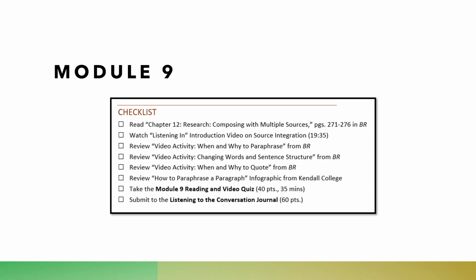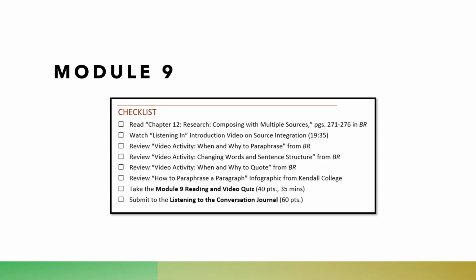In Module 9, we did a few different things, but we mainly focused on learning how to integrate sources. You did some reading and watched some videos on the process of quoting, summarizing, or paraphrasing. You got some video activities through MindTap and some examples of where, when, and why to quote, but also how to do it, how to paraphrase, those kinds of things. You took a video quiz on it, and then you did this conversation journal.